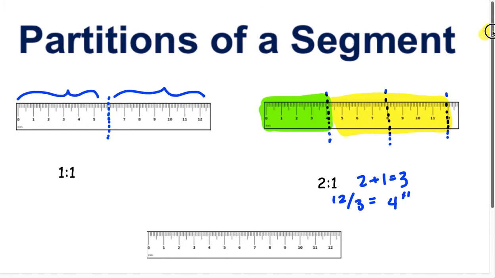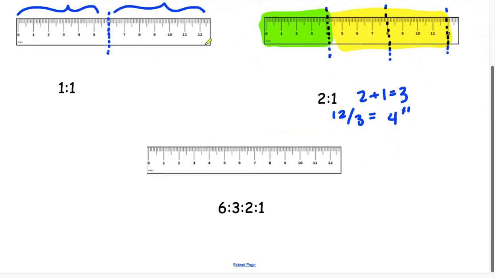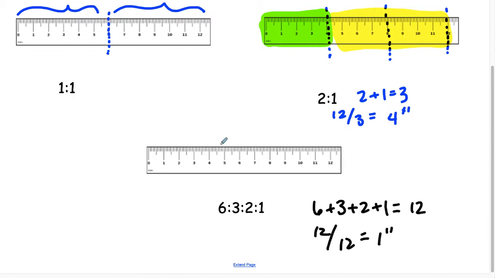Okay, so let's move on with an even a little bit harder example. Same idea. If we wanted to show a partition of this ruler, 12 inches, in a 6:3:2:1 ratio, we're going to add up 6 plus 3, which is 9, plus 2 plus 1. So 6 plus 3 plus 2 plus 1 is 9 plus 2 is 11 plus 1 is 12. So we have 12 equal parts. If you divide 12 by 12 equal parts, you'll get 1 inch in each. So this is 1, 2, 3, 4. You get the point, okay?